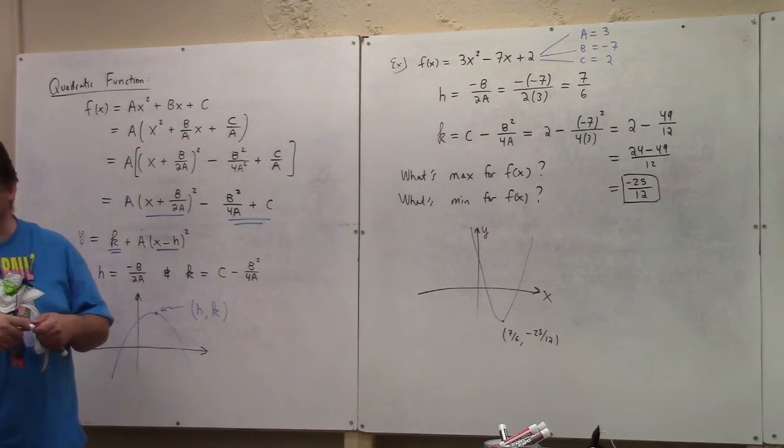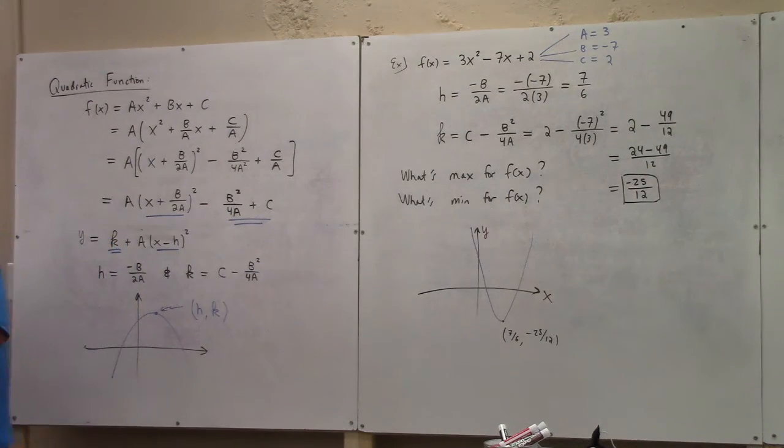Oh, 2 is 24 over 12. I'm just converting fractions so I can add them. 2 is 24/12.